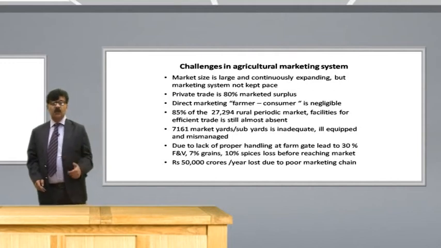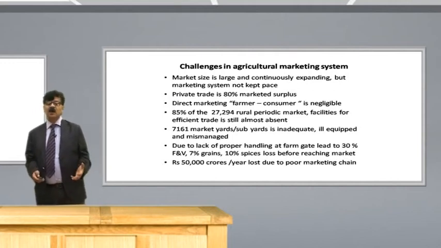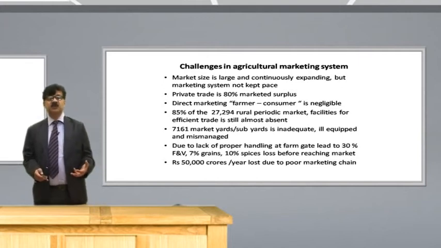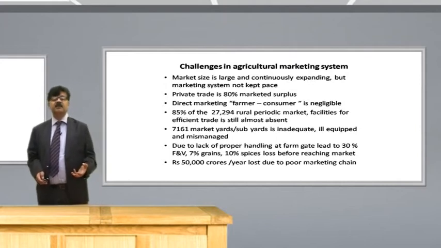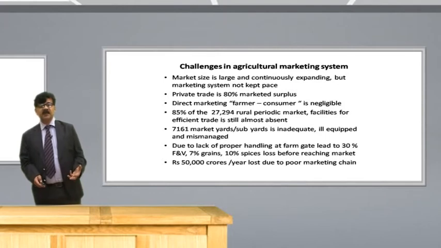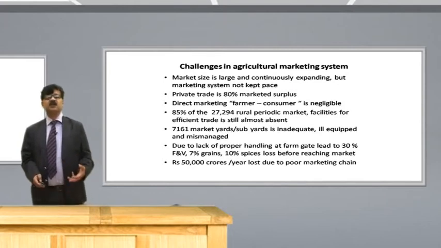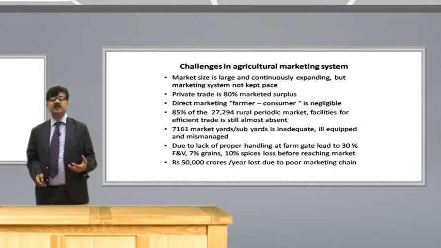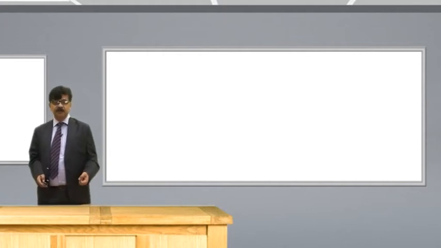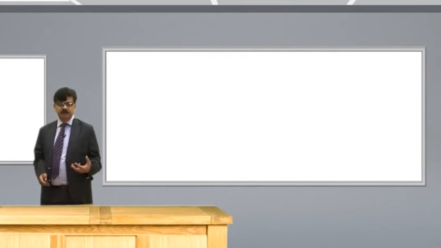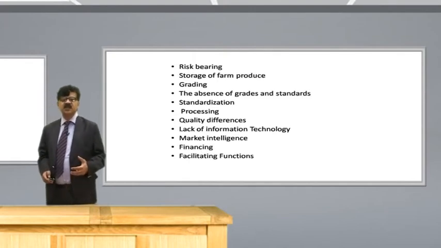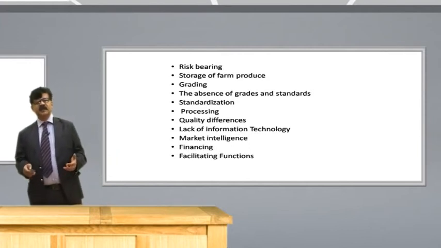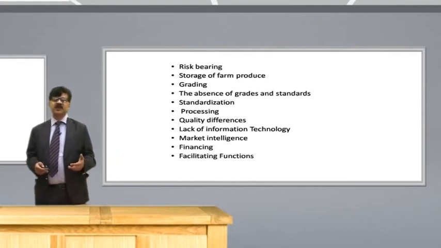There is also, as we all know, a lack of proper handling at the farm gate level, which is leading to 30% losses in fruits and vegetables, 7% in grains, and 10% of the spices. As a result, 50,000 crores of rupees per year is being lost due to the poor marketing chain. This is what has to be controlled, what has to be looked at. In fact, the risk bearing, that is the market risk of an adverse change in the value of the produce between the processes of production and consumption, itself has to be taken into account.